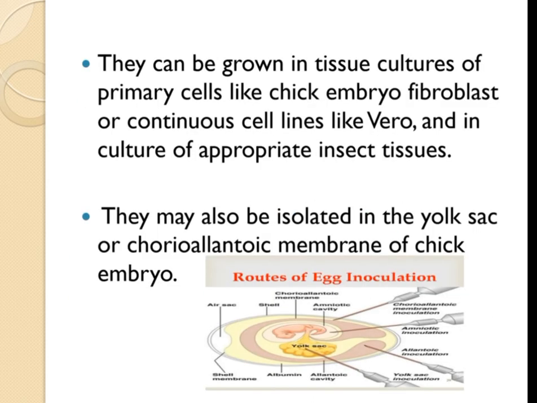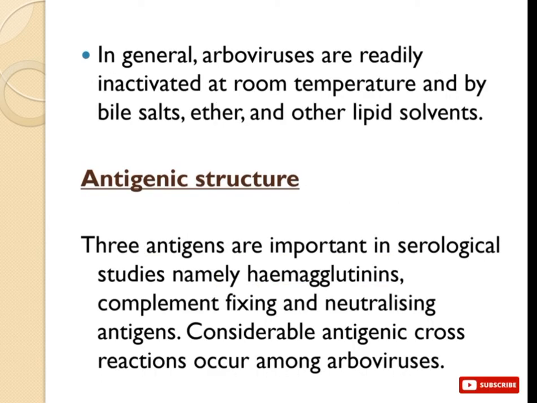They can be grown in tissue cultures of primary cells, like chick embryo fibroblast, or continuous cell lines like Vero, and in culture of appropriate insect tissues. They may also be isolated in the yolk sac or chorioallantoic membrane of chick embryo. In general, arboviruses are readily inactivated at room temperature, and by bile salts, ether, and other lipid solvents.